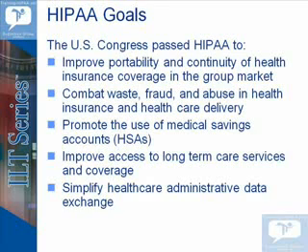HIPAA was passed to prohibit that, so that if an employee is moving from one group health plan to another, either within the same employer or between employers, then the new health plan can no longer impose pre-existing condition clauses just because one employee moved from one group health plan to another.